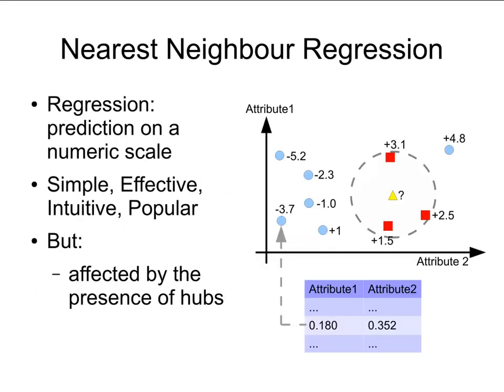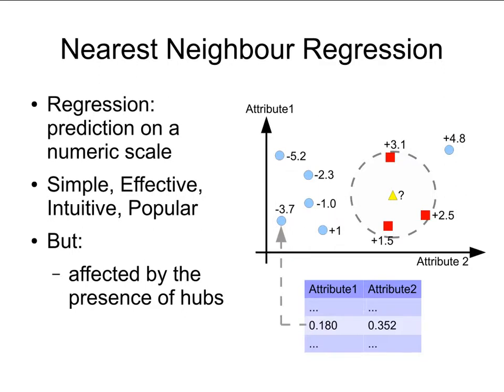In this talk, with regression, we mean prediction on a numeric scale. Regression tasks include, for example, credit scoring, estimation of the UPDRS score for Parkinson's disease patients, or prediction of the number of comments that a blog post is expected to receive.